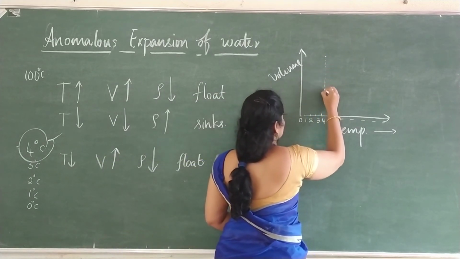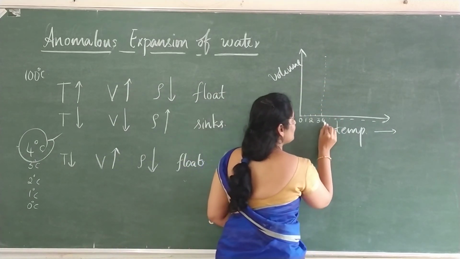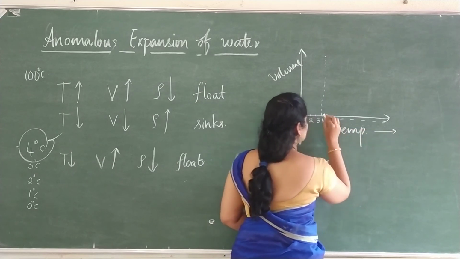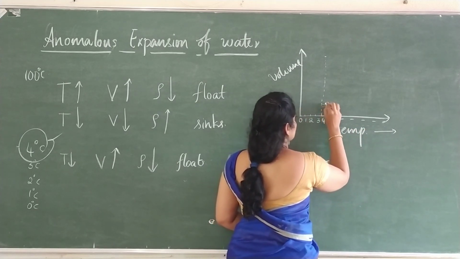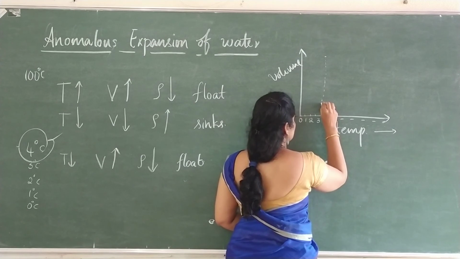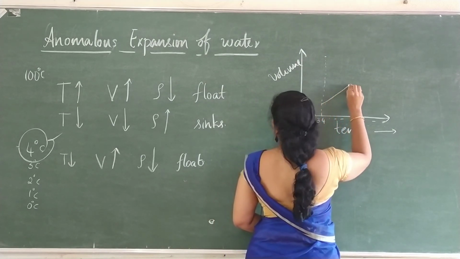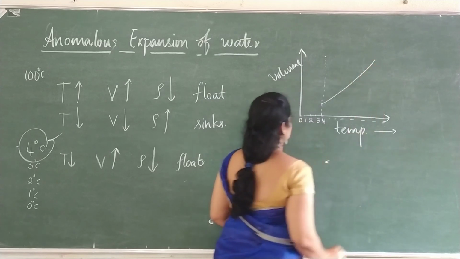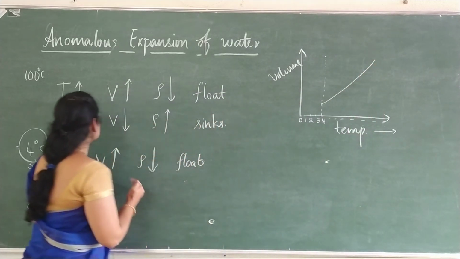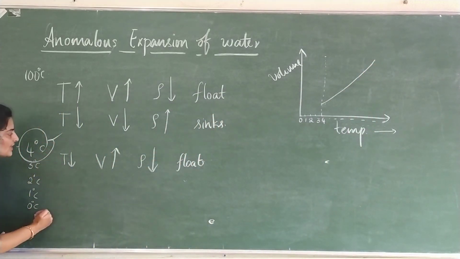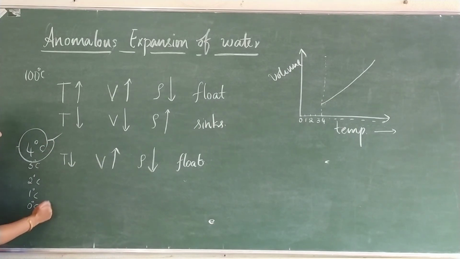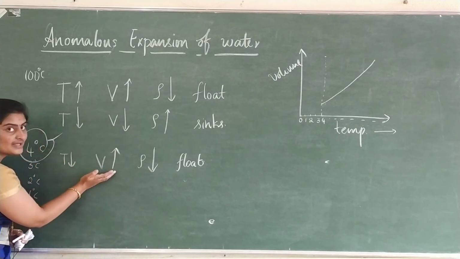This is the barrier, 4 degrees Celsius. If temperature is increased, volume has to increase. So, like this. We are here now, temperature increased, volume has to increase. Right? If temperature is decreased below 4 degrees Celsius, what happens? Volume doesn't decrease, it will increase.